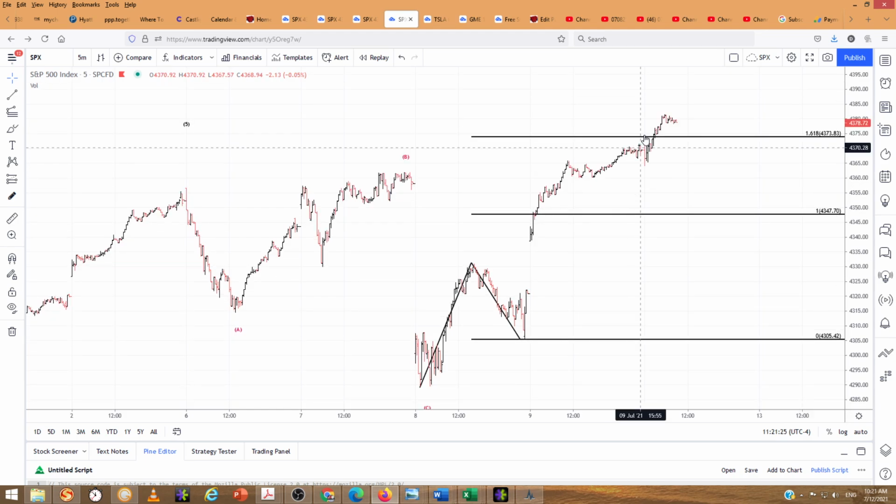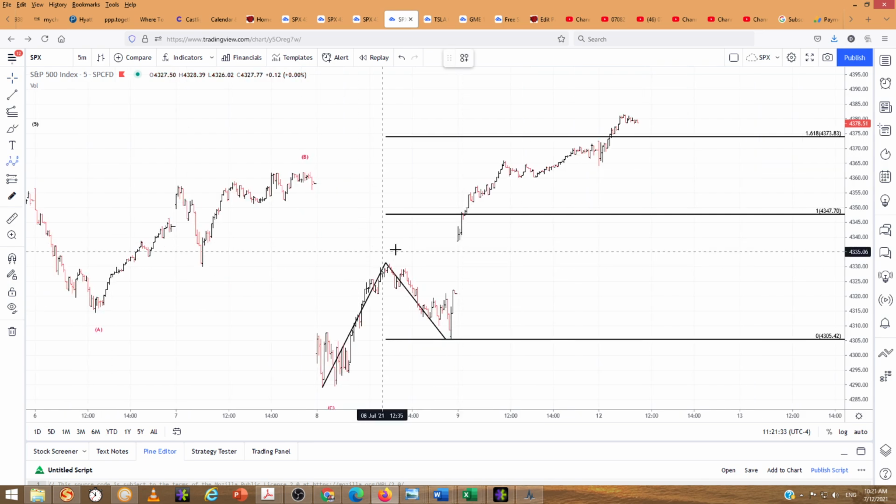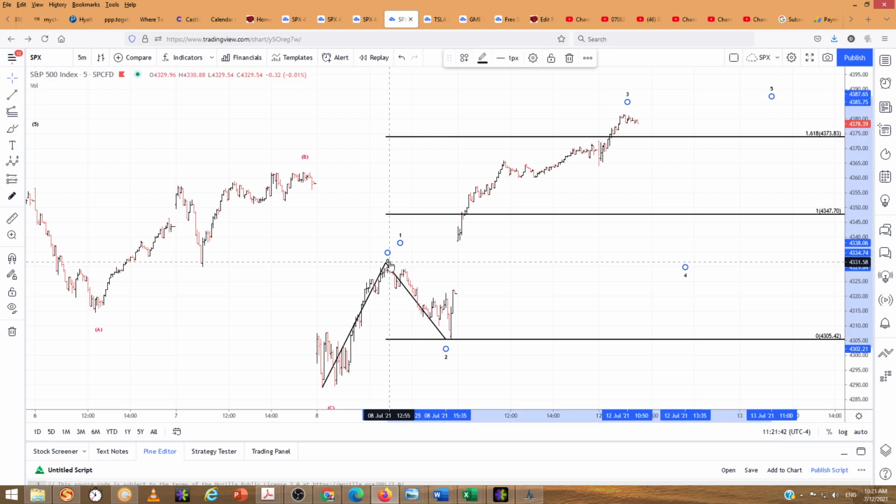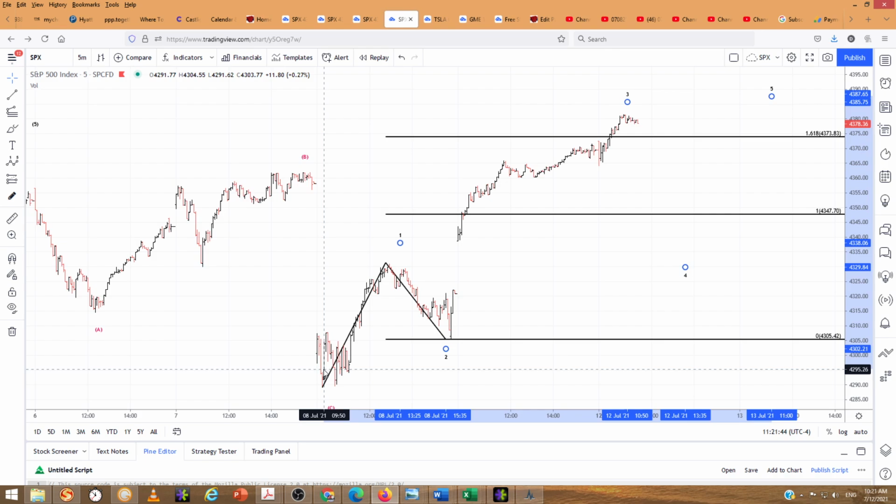But if that is the top of 3, we can expect a pullback at 4. Let me label these for you guys. Again, this is very short term, 5-minute chart. And that should be 1, 2, 3. We'll get a pullback for 4, and we'll throw 5 there. And let's move the starting point back to the beginning down here. There we go. Okay, and there is our wave count.